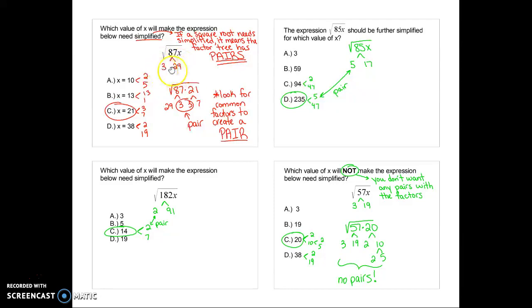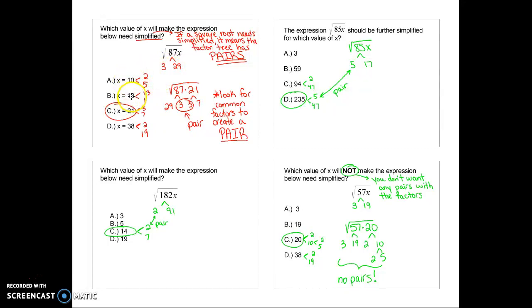That's all that I can break this down into. Those are both prime numbers. So if this is going to be simplified, whatever value I put in for x, when I break it down, I have to be able to pair it up with either this 3 or this 29. So if I put in a 10, 10 breaks down into 2 and 5. Neither of those values are going to pair up with these values, so it can't be 10.